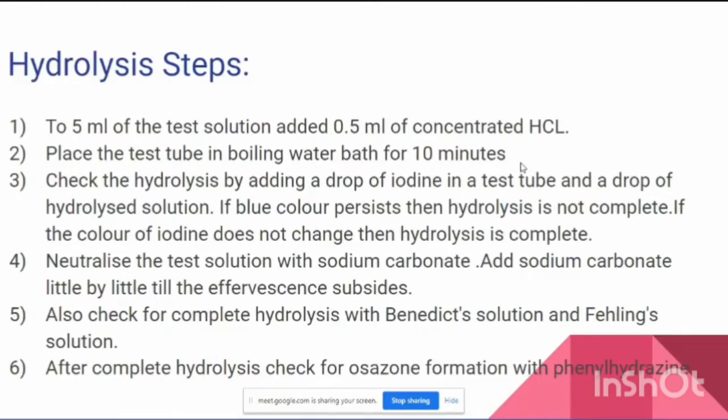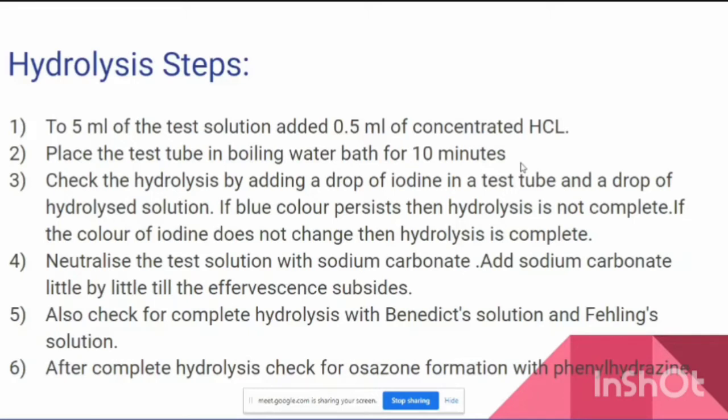So now the hydrolysis step. This is very important. Since all the tests prove that starch is not a reducing sugar, we carry out the hydrolysis step. To 5 ml of the test solution, add 0.5 ml of concentrated HCl, and then place the test tube in a boiling water bath for 10 minutes. Then check the hydrolysis by adding a drop of iodine in a test tube and a drop of the hydrolyzed solution. If the blue color persists, then hydrolysis is not complete. If the color of the iodine does not change, then hydrolysis is complete.